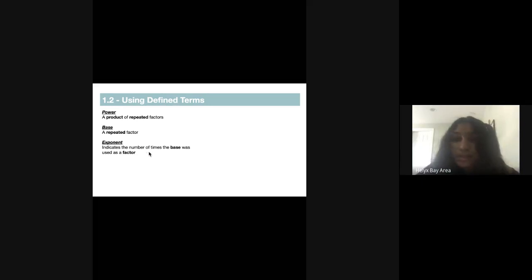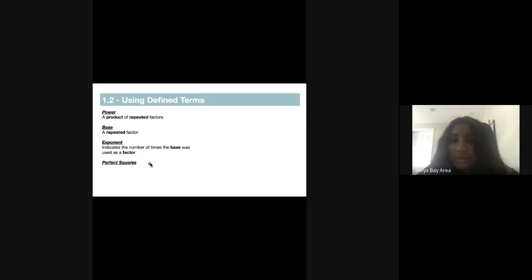So an example of this would be, let's say 2 is the base and 3 was the exponent. This means that 2 is being used as the factor 3 times, and this would be the same as saying 2 times 2 times 2.